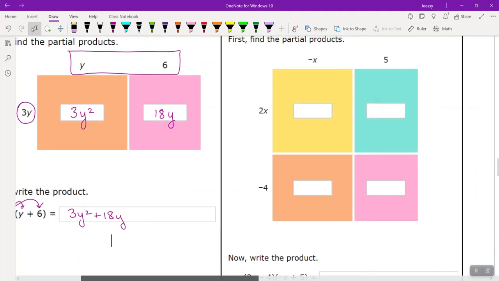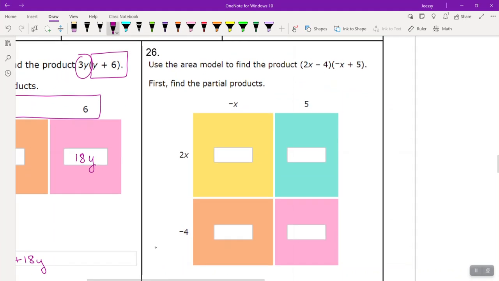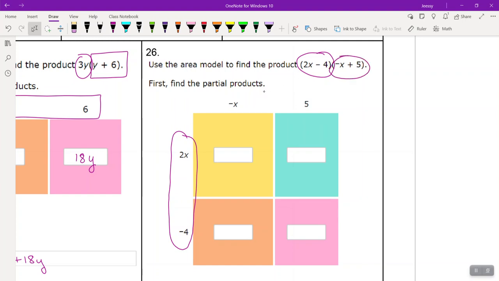All right. Fill in the white boxes. Let's go. This is the 2x minus 4 is here. And the negative x plus 5 is there. All right, please multiply. Let's take this less than a minute to get all 4 products.